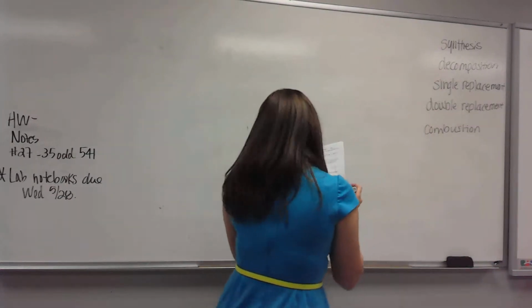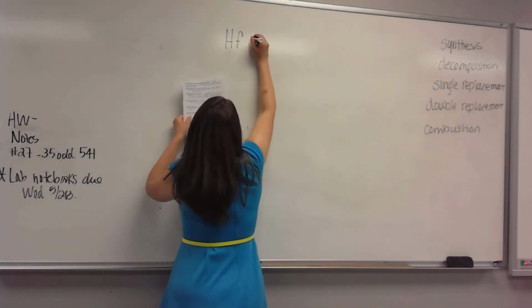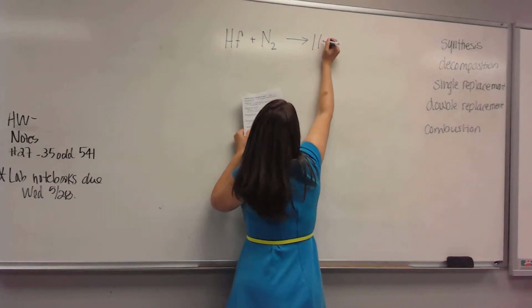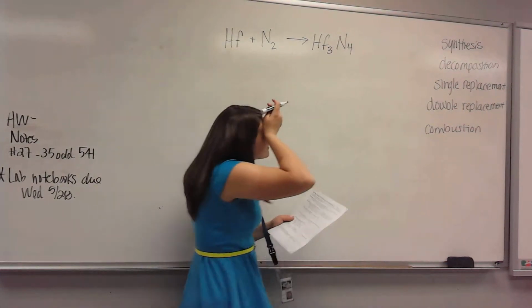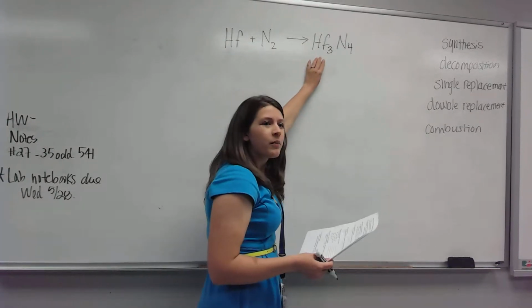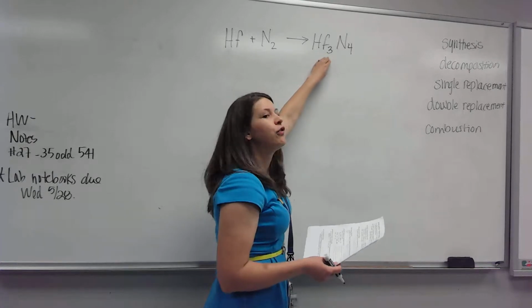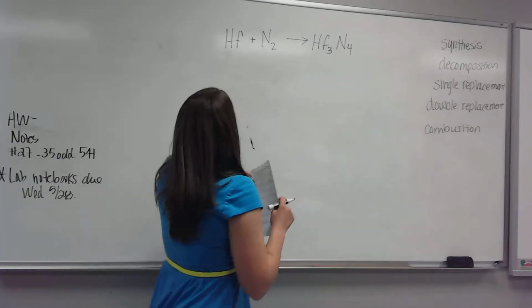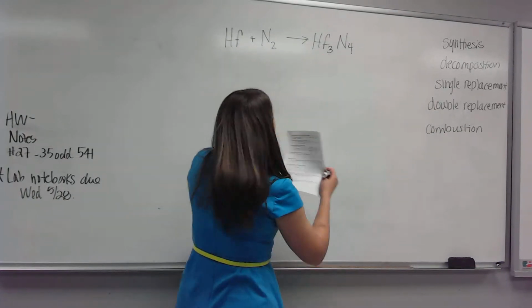Okay. So our first equation, let's do the example. HF plus N2 yields HF3N4. Okay, someone last hour was really stuck on this HF, and it threw them off that this is one element. It's not hydrogen and fluorine. Okay, this is its own element. It's a little f, so they stick together. So I have one HF over here, and I have 3 HFs over here. So I'm going to put 3 over here.